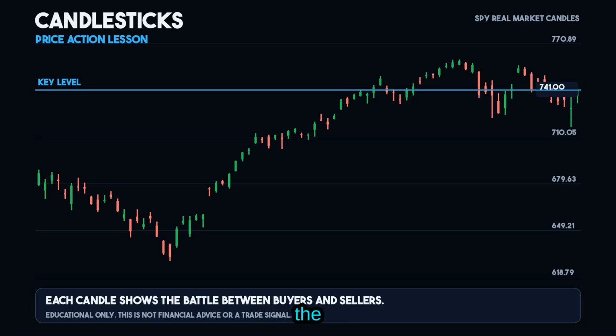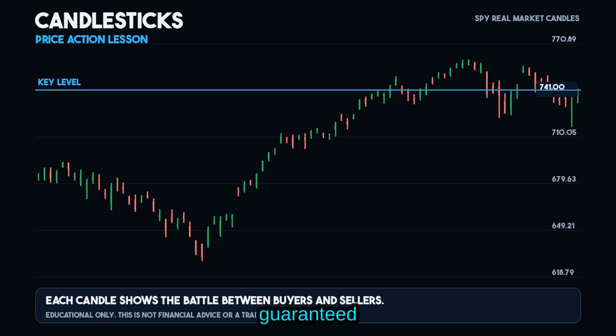Make sure you understand the pattern's structure and wait for the price to break below the right shoulder support before considering a trade. If the price doesn't break below the right shoulder, it might be a sign that the pattern is invalid. Keep in mind that trading always carries risk. You can lose money, and there's no guaranteed profit. Always trade with caution, and never risk capital that you can't afford to lose.